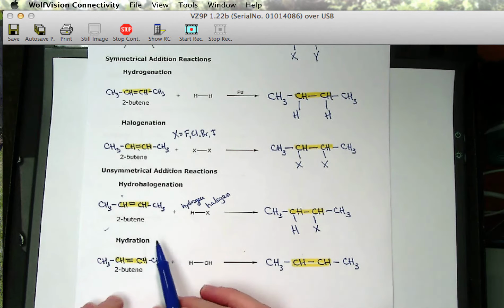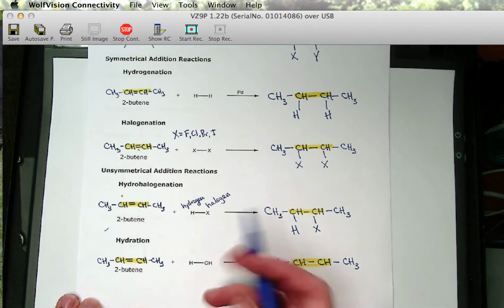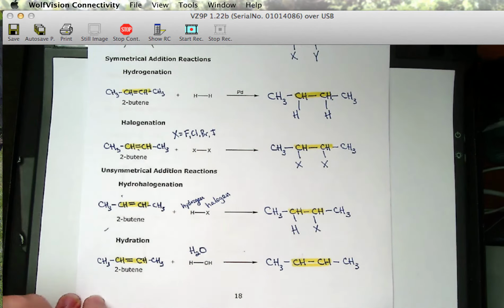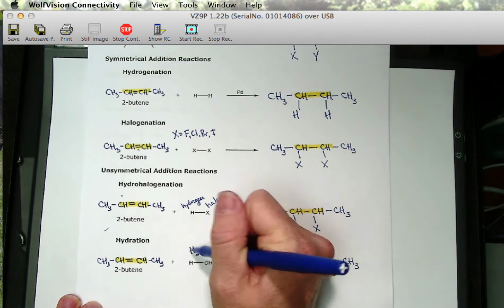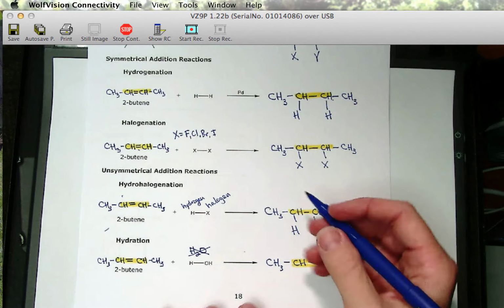And hydration is just adding water, HOH. So sometimes with hydration reactions, you'll see the reactant written water, H2O. I always encourage students to cross it off and write HOH. So then it's more explicit what's going to be added across that double bond. You're adding H to one carbon and OH to the other carbon.